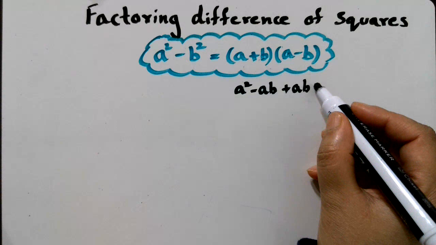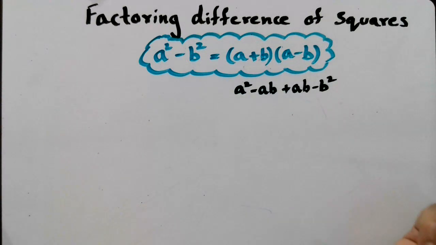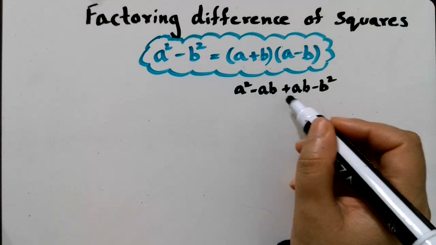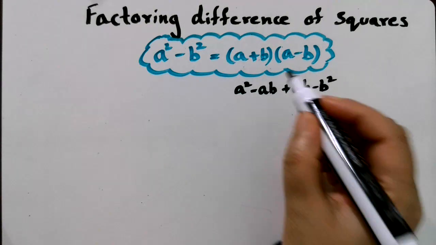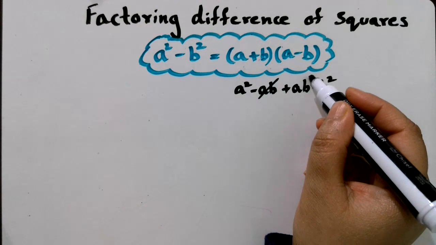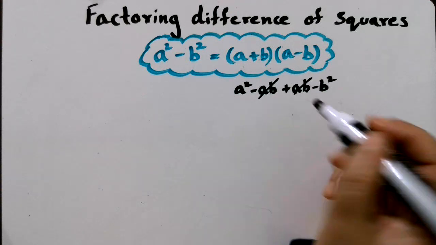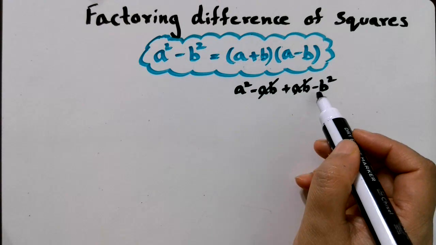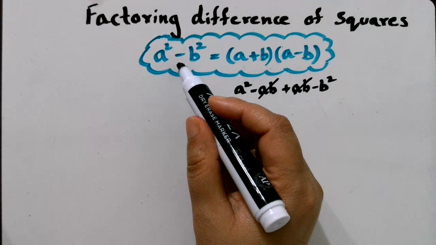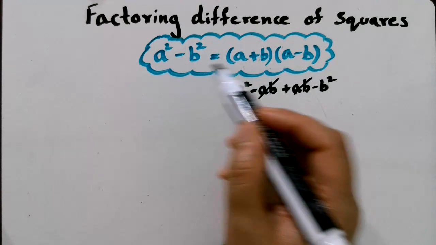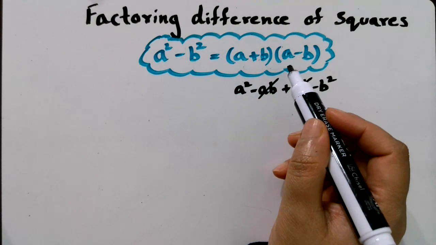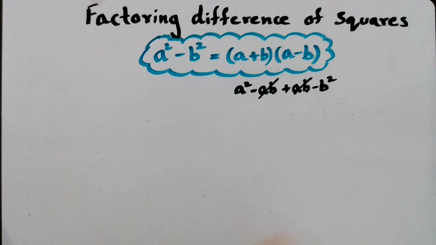Positive b times negative b is negative b squared. So you see that in the middle we have a negative ab and a positive ab, and they get cancelled. So we are left with a squared minus b squared, which is what we have here. So now let's use this formula and try to factor a few problems.